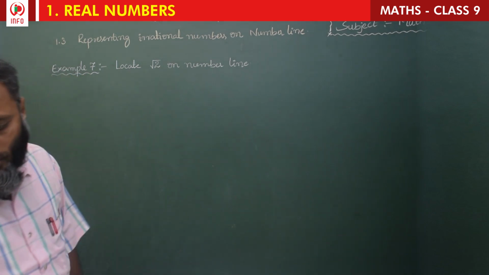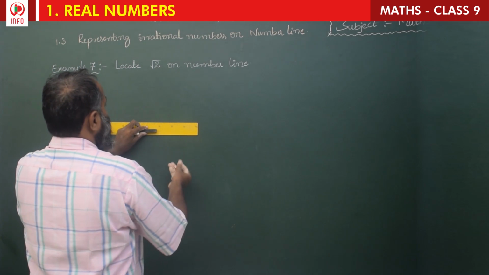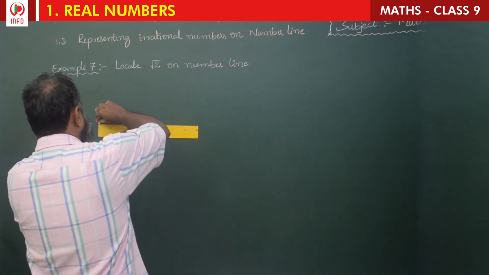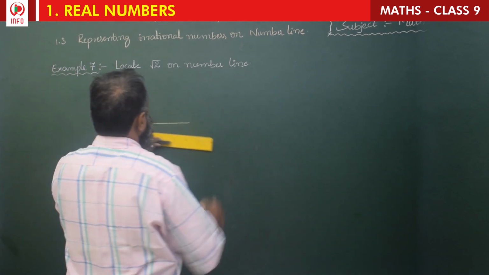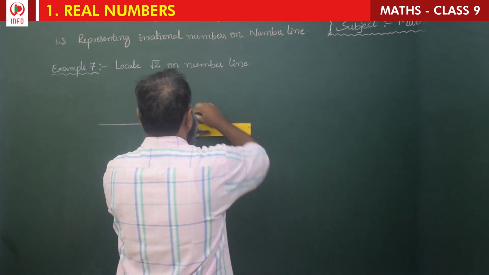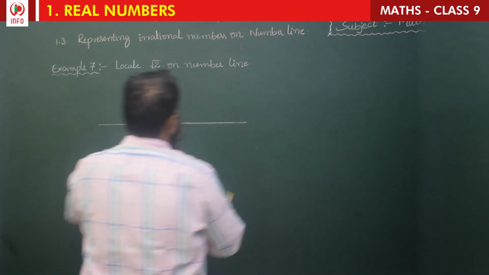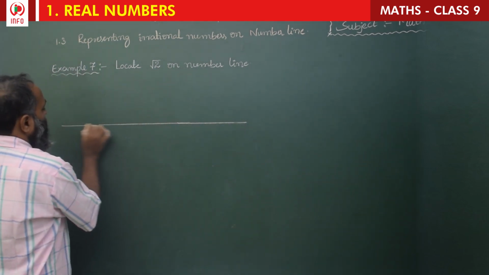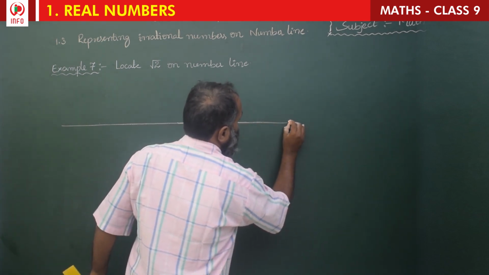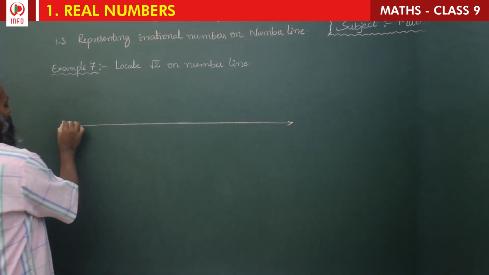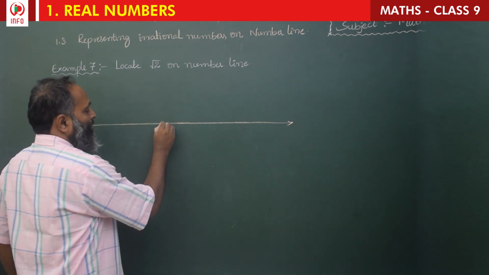First, we should draw a number line with the help of a scale. Draw one number line like this. So this is our number line. This is our number line. So in the middle mark 0.